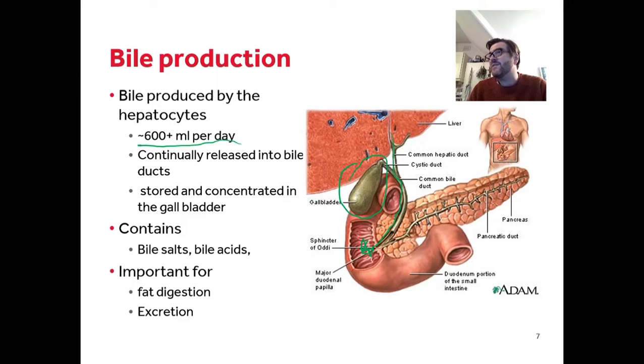Now, what is the bile? Why is it important, and what does it contain? Well, it contains what we call bile salts and bile acids, and we'll come to the functions of bile salts and bile acids in a little bit more detail in a moment. What it's important for is fat digestion, but also for excretion of fat and excretion of some other things from the blood, because some things are excreted by the liver into the gastrointestinal tract and then excreted in the feces.